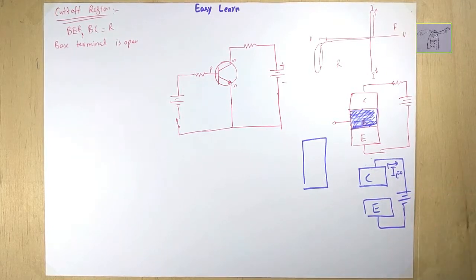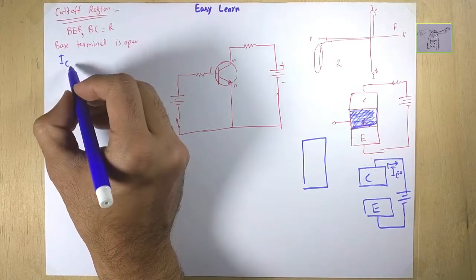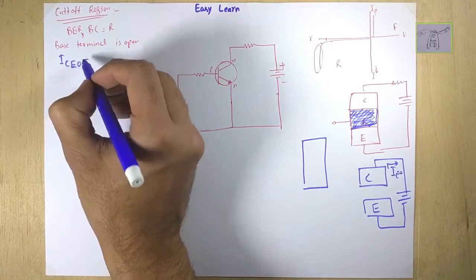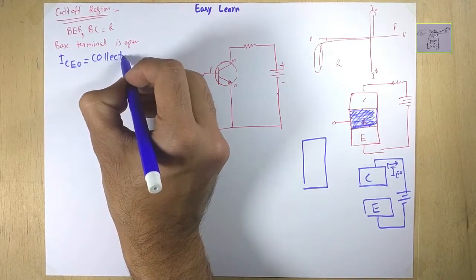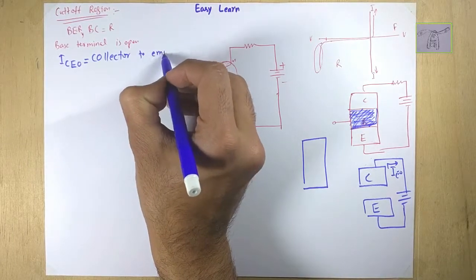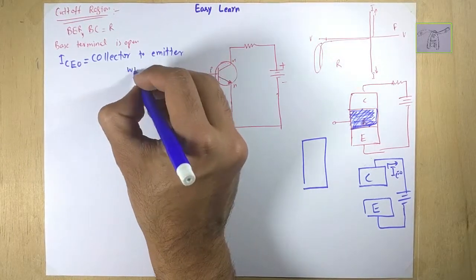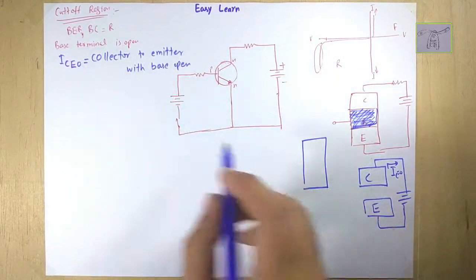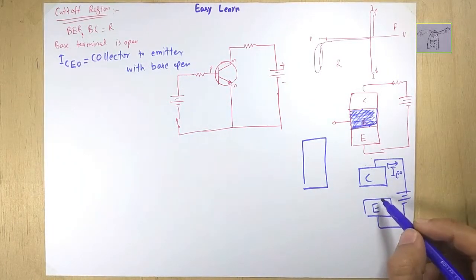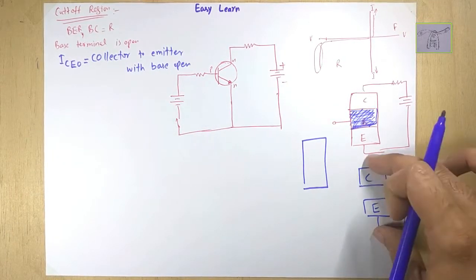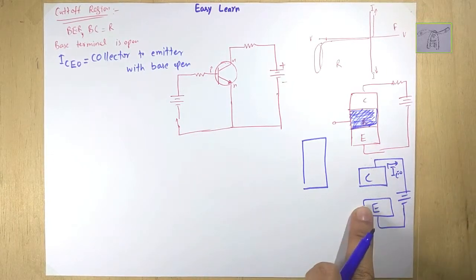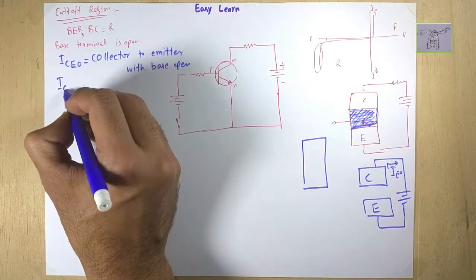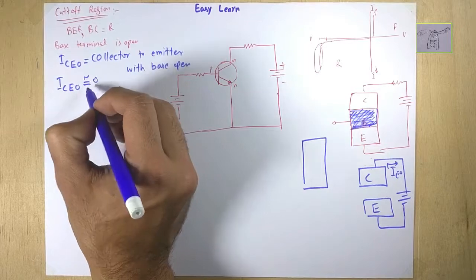But this is an ideal case. In practical cases, the current is often called ICEO, that is, collector to emitter current with base open. ICEO means collector to emitter, because this is the collector-emitter situation right now. So you can understand this term. This ICEO is nearly zero, but not actually zero.